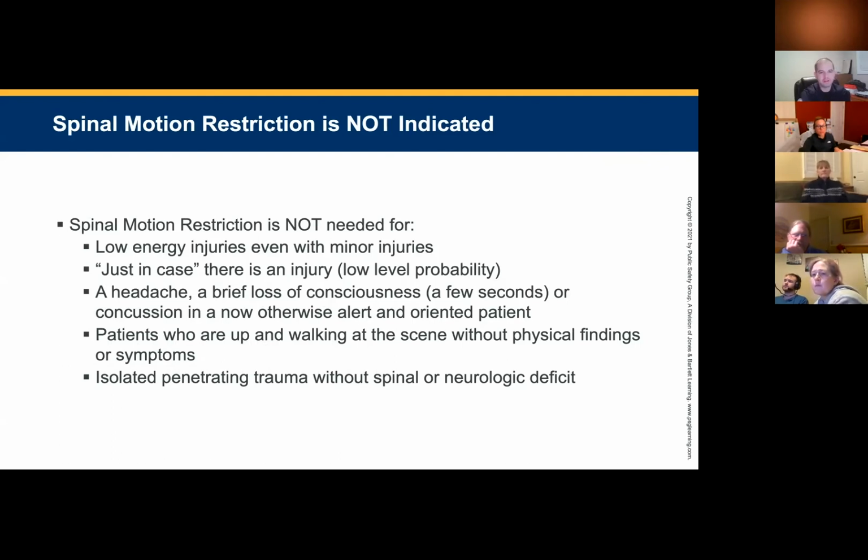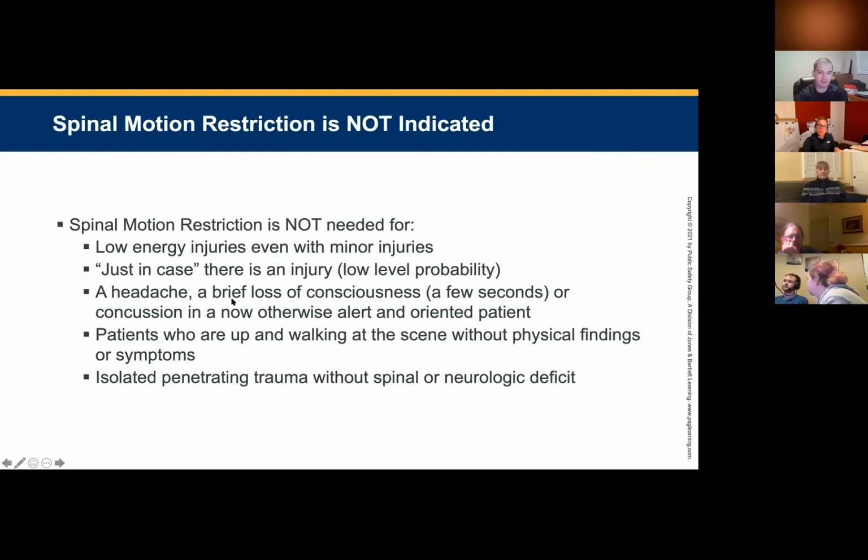All right. We don't want to do spinal motion restriction as a just in case if there's a low level probability of injury. This was big with gunshot wounds. Somebody had a stab wound or a gunshot wound, like a gunshot to the chest or abdomen, and we're like, oh, we're going to put a C-collar on just in case. No, don't do that anymore.